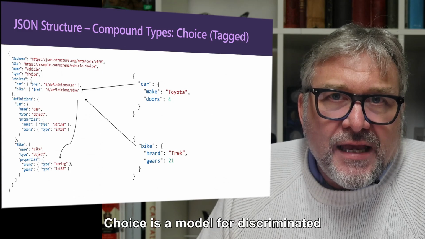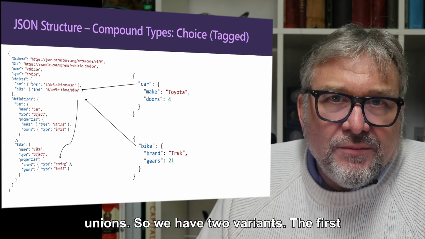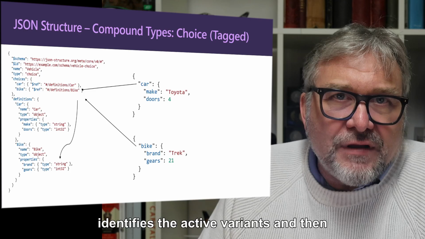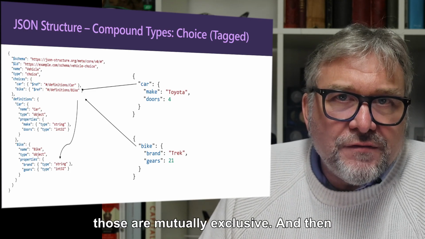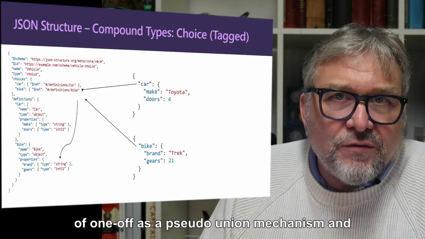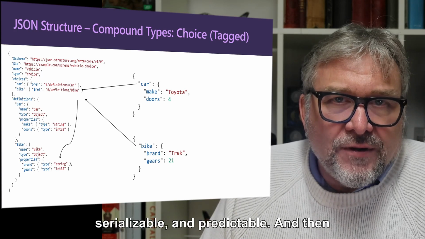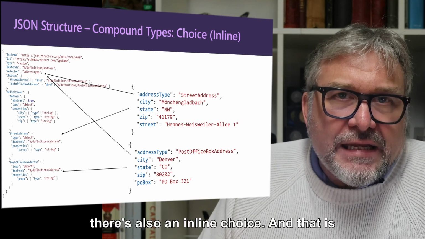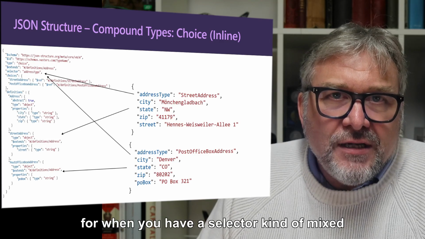Choice is a model for discriminated unions, and we have two variants. The first one you see here is the tagged form, where the selector is a property name that identifies the active variant, and those are mutually exclusive, and each variant maps to a concrete definition. And so this replaces the use of oneOf as a pseudo-union mechanism and produces a structure that's explicit, serializable, and predictable.